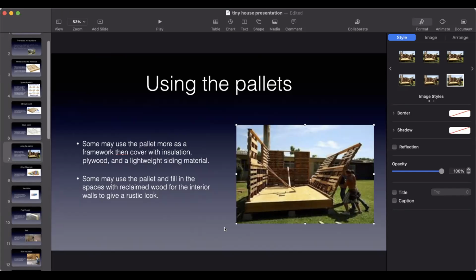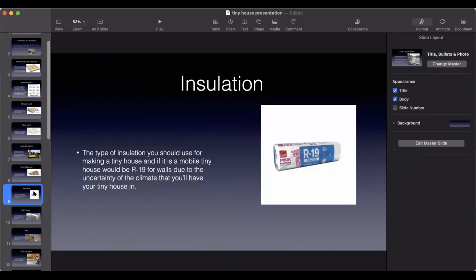You also suggested using, where you click on number 9 slide over there for me. Right. R19 in your walls. The pallets that I used on my tiny house were made out of 2x4s and not 2x6s, and it would be hard for R19 to be used there.